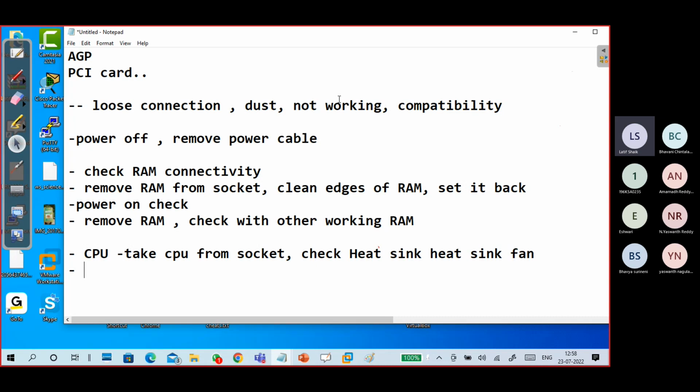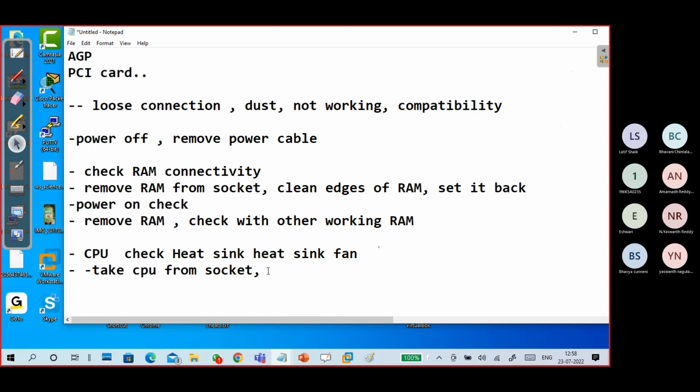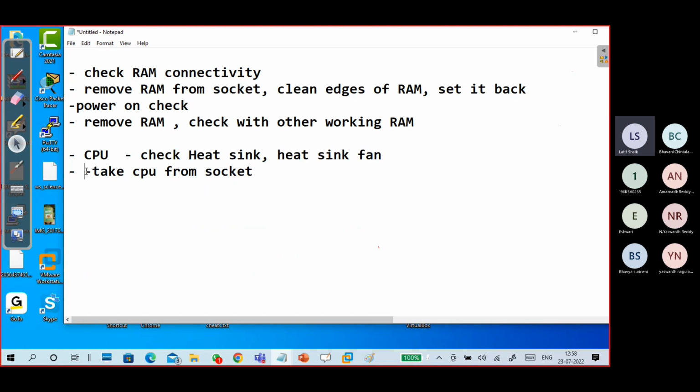So also you can check the heat sink fan. Take out the CPU from the socket, okay, and reset it back. Or check with another CPU. These are the basic things.